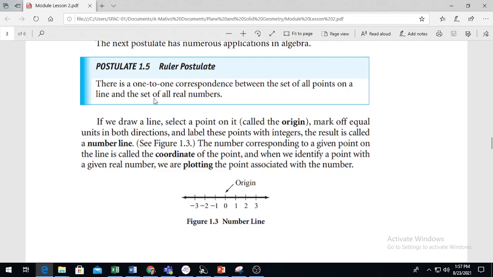So if we draw a line, select a point on it and call it origin, mark off equal units in both directions and label these points with integers, the result is called a number line. Notice in figure 1.3 that is an example of a number line. The number corresponding to a given point on the line is called the coordinate of the point. And when we identify a point with a given real number, we are plotting the point associated with the number.